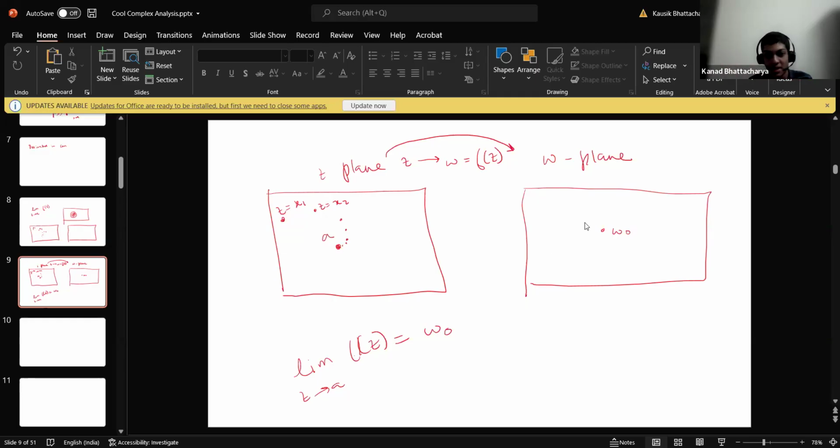Let's say this is f of x1 and f of x2, f of x3, f of x4. If the limit of z tends to a of f of z is indeed w naught, then we will see that f of x1, f of x2, f of x3, all of them will slowly start tending towards w naught. Does that make sense?